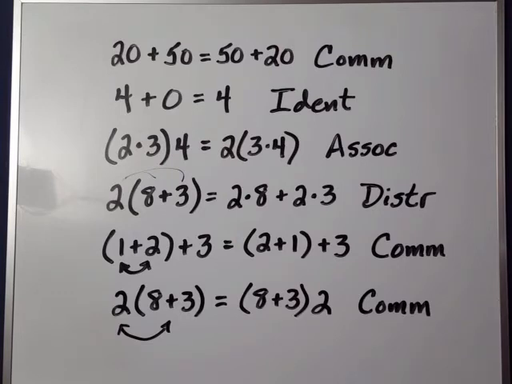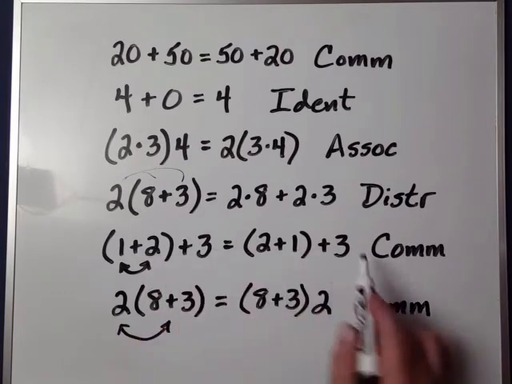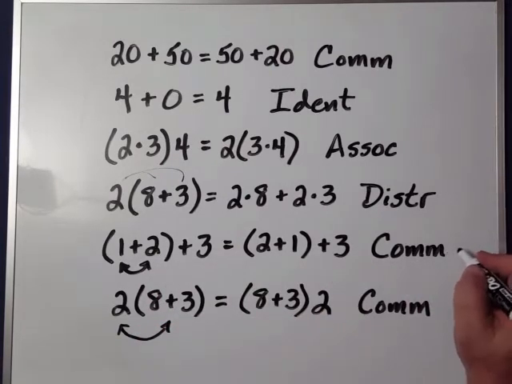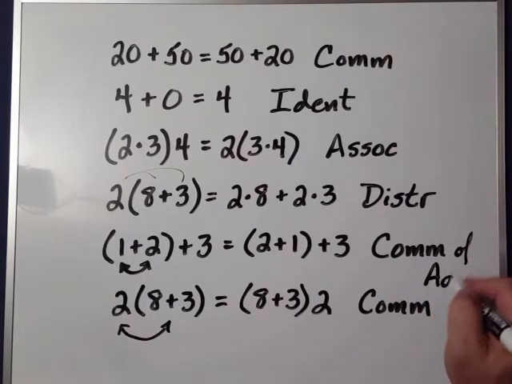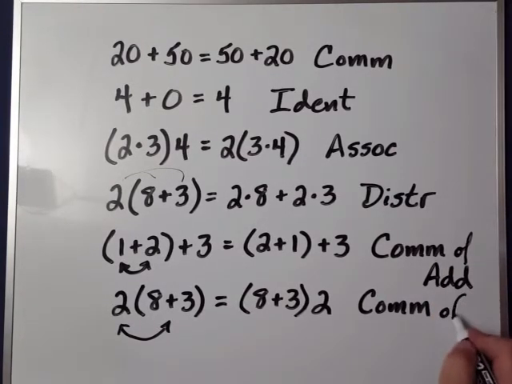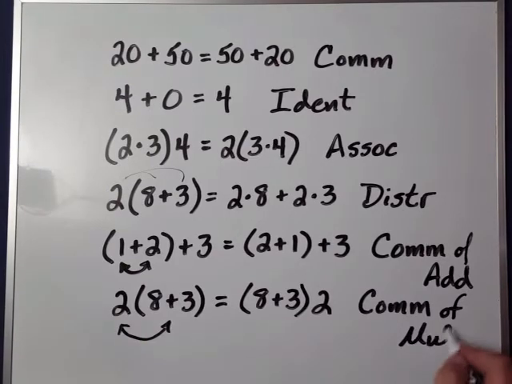And I may ask you to be more specific. I may say, what property is illustrated? Commutative property of addition on this one. Commutative property of multiplication on this last one. So that's how you're going to handle these problems 23 through 41 in the homework set.